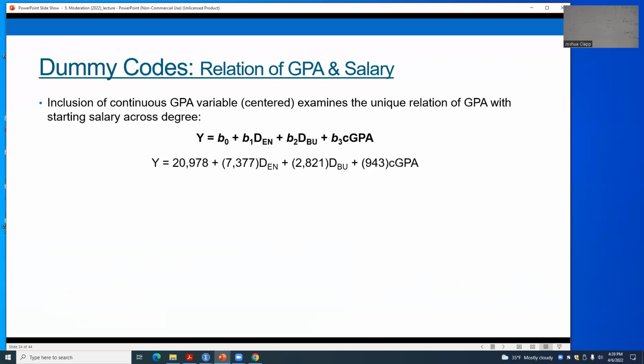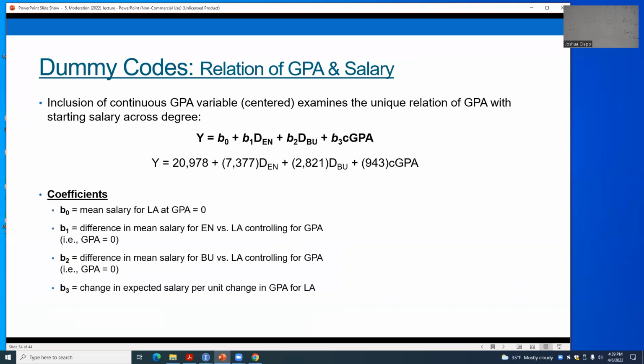So what I can do is I can just rerun this model, but now add centered GPA as my predictor in there. Okay. So now I've got, here's my dummy, right? And if I go through and I run this regression model, here's the equation I get, right? Where B0 is going to be my mean salary for my liberal arts, right? At GPA equal to 0. And GPA equals to 0 means what?